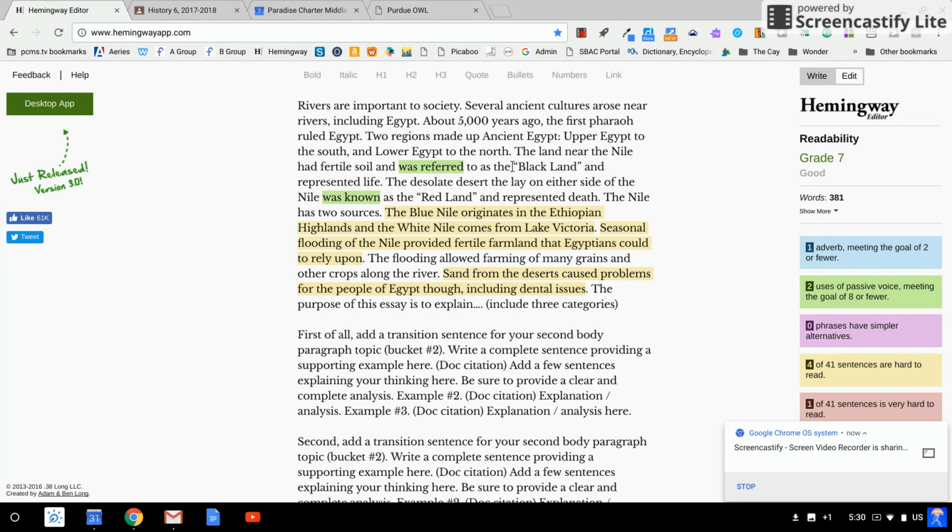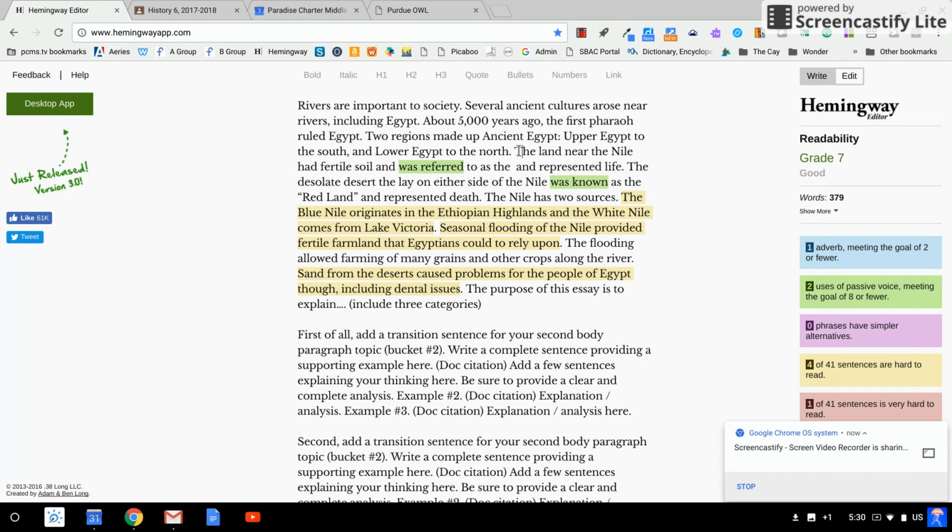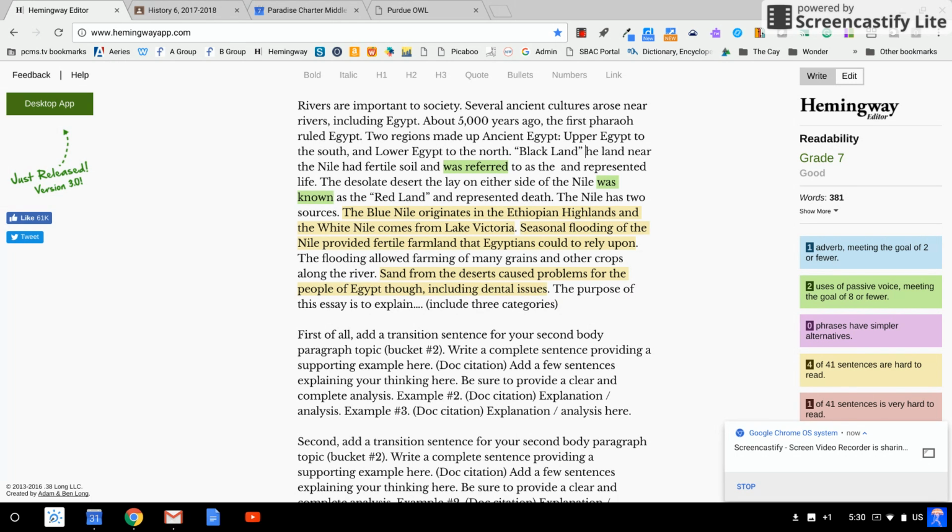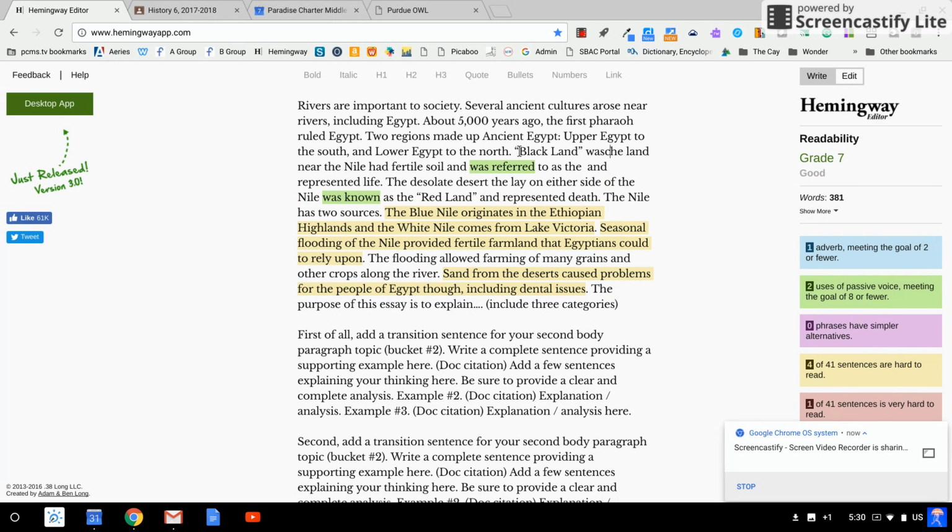The Black Land was the land near the Nile, which had fertile soil and represented life. So we're just going to change the order of the sentence there.